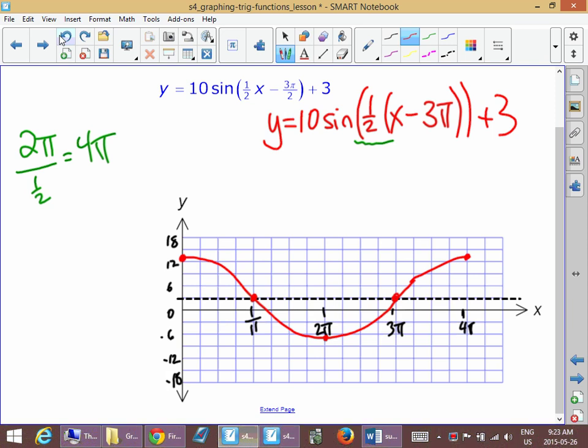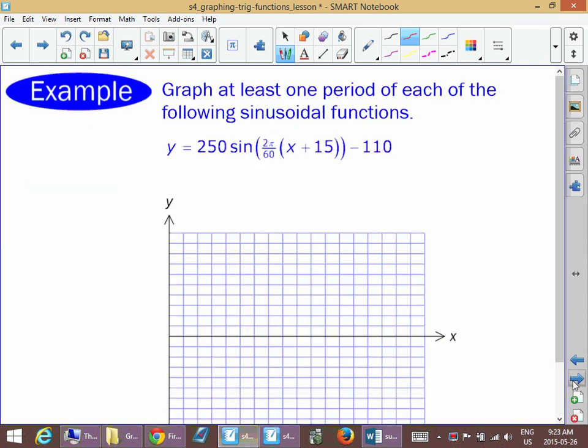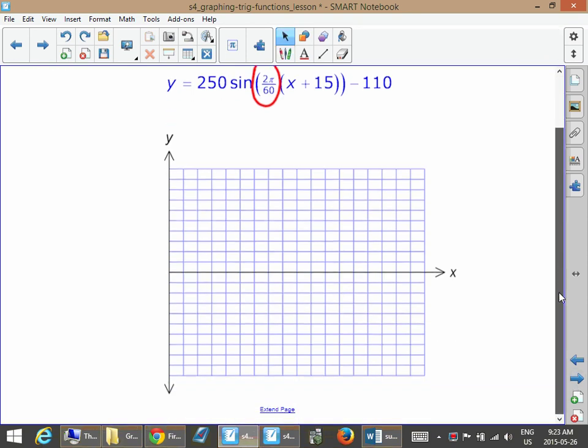Okay? All right. One more to go here. Graph one period of this. So this is already factored out for us. We don't have to do that part. But what's kind of interesting is we get this right here. So we see that D is negative 110. We see that Y is 250. So the Y value can go down as far as negative 360.